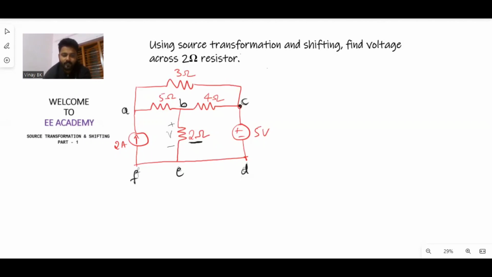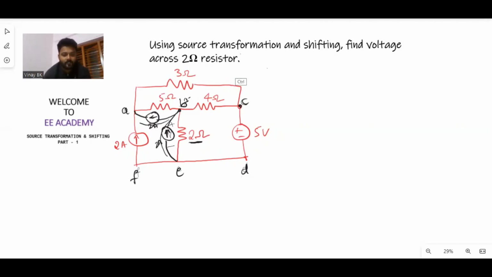Instead of this current source, I can shift it like this: E to B directly with an upward arrow of the same current, 2 amperes, then B to A with the arrow towards A. Current flows from E to B, then B to A. At B, the current becomes 0, since 2 amps enter and 2 amps leave, as you know from KCL. This is how we can shift the current source.